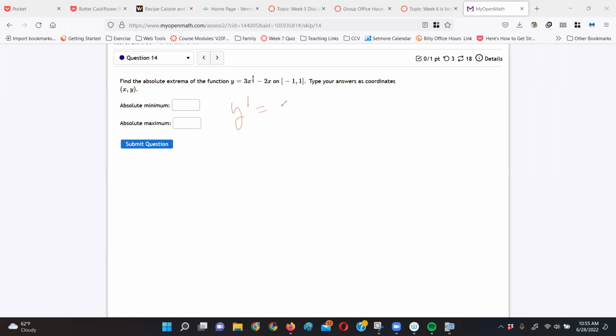So y prime equals 2/3 times 3x to the negative 1/3 minus 2, because the derivative of negative 2x is negative 2. And then the 3's cancel out, so I'm left with 2x to the negative 1/3 minus 2. I really detest negative exponents. They confuse the crap out of me. I mean, I know how to deal with them. That's what makes it easy. So I wrote that as 1 over the cube root of x.